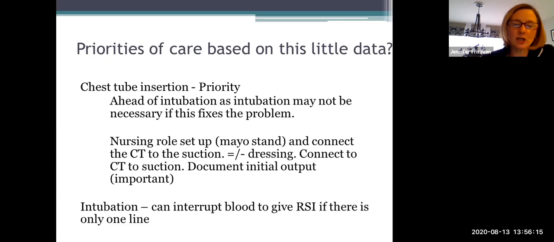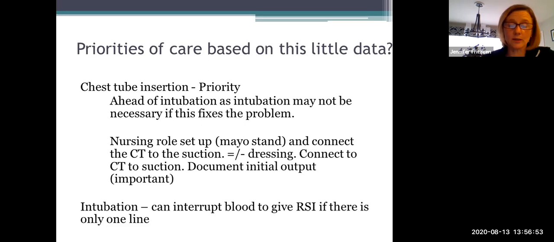As far as other priorities, chest tube insertion in this child is going to be a priority. We're going to do this potentially ahead of intubation, as intubation may not be necessary if this actually fixes the problem. The kid who came in last night ended up not being intubated. We were able to put a chest tube in, and the kid started oxygenating much better. Nursing role setup: Mayo stand. Make sure they have a Mayo stand to put that chest tube in. Then our role as a nurse is handing in the connection to the chest tube, putting it to suction, and documenting that initial output.